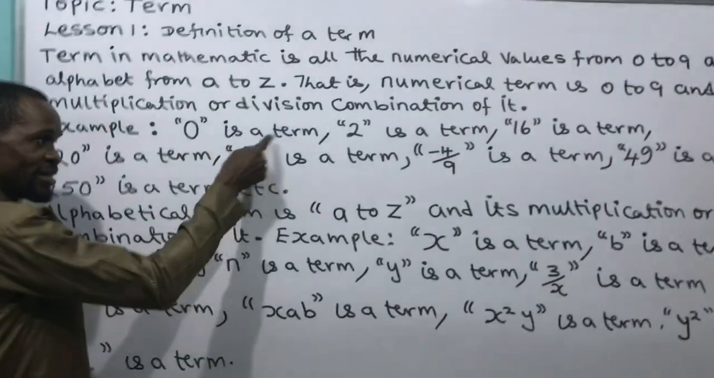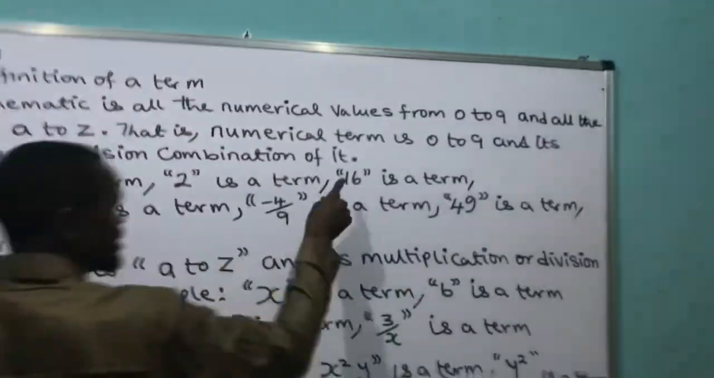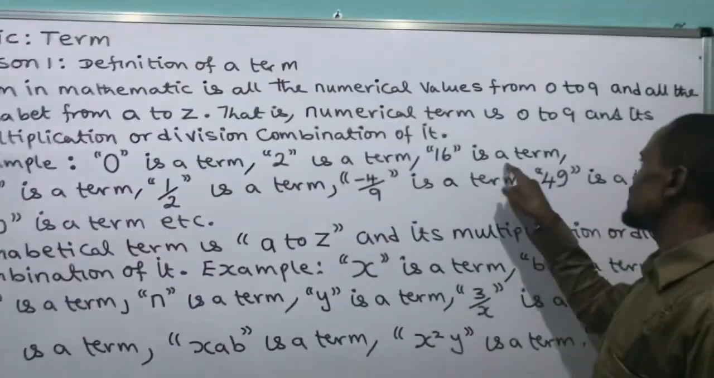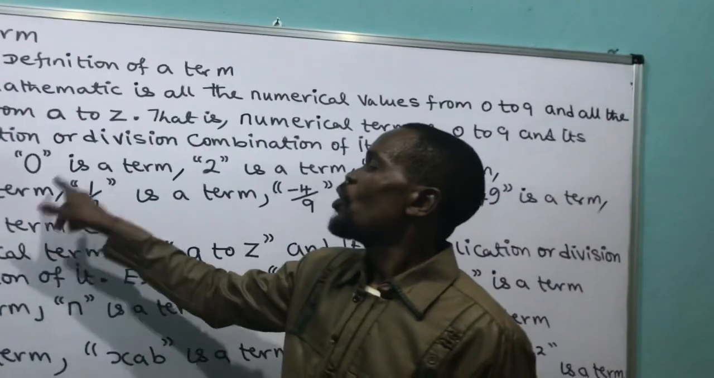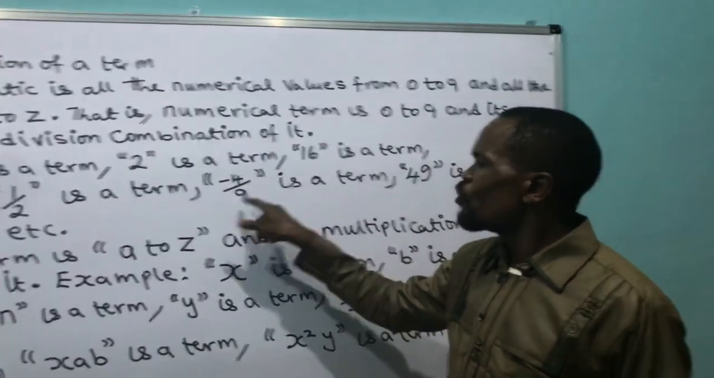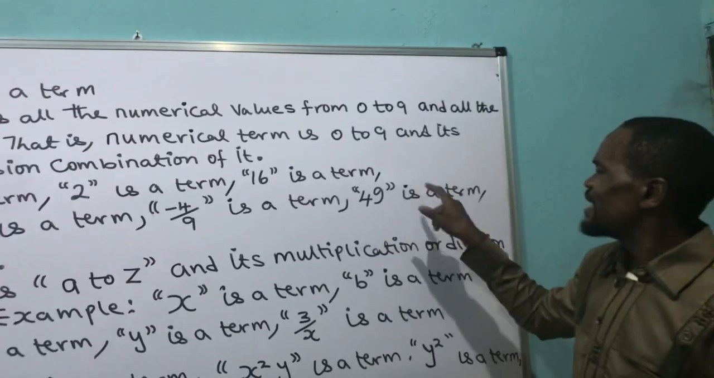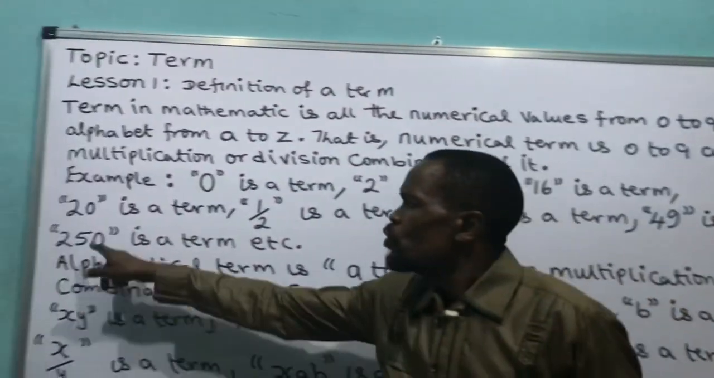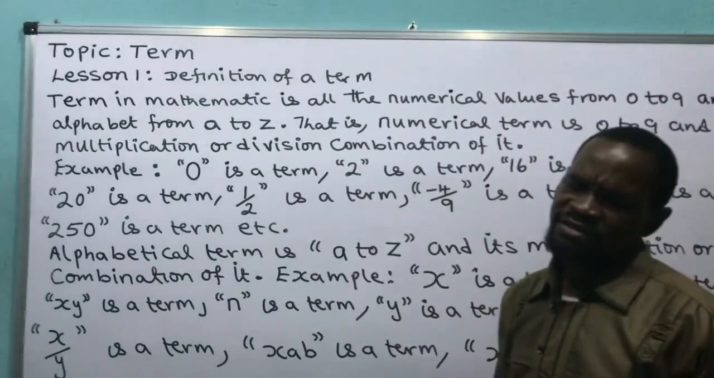0 is a term. Have you seen what I write there? 0 is a term. 2 is a term. 16, look at 16 here, is a term. 20 is a term. 1 over 2 is a term. Minus 4 over 9 is a term. 49 is a term. 250 is a term, etc.